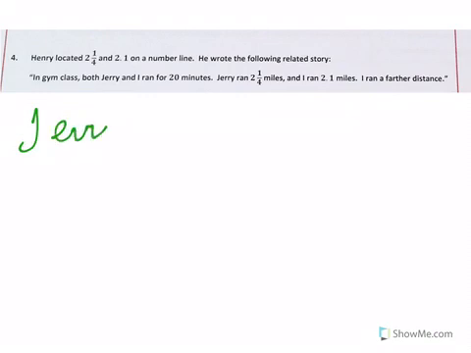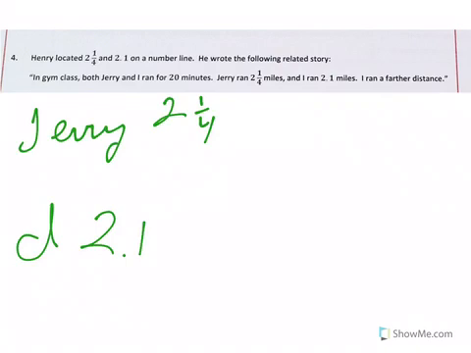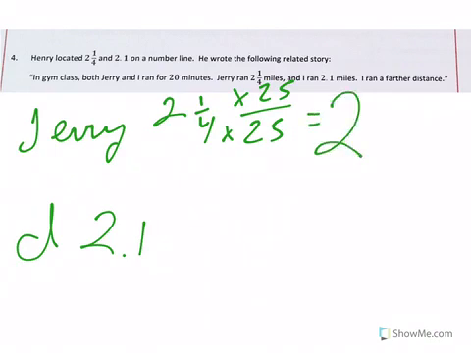If Jerry ran 2 1/4, and I, whoever that would be, I ran 2.1. You could convert either one, but I know that there are 4 quarters in a dollar, so I know that I can take 1/4 times 25. I'm going to end up with 2. The whole number stays the same. 1 times 25 is 25. 4 times 25 is 100. So Jerry ran 2 25/100ths of a mile, or 2 25/100 miles.